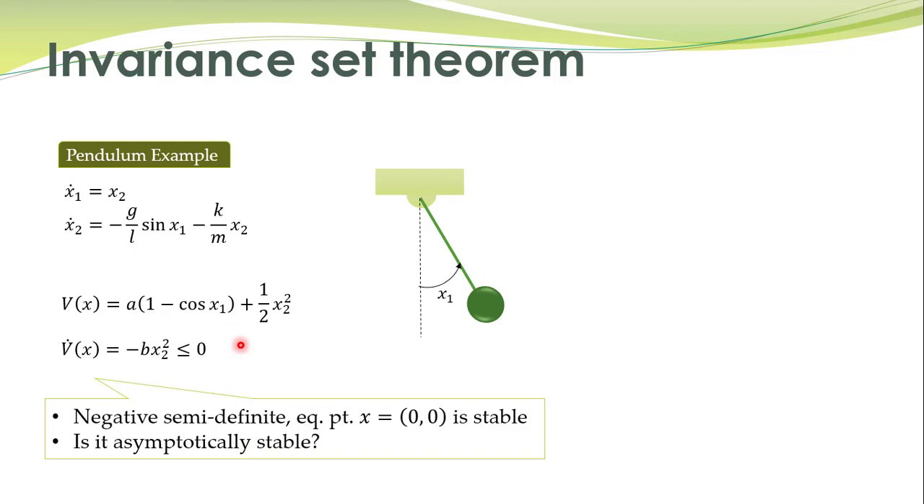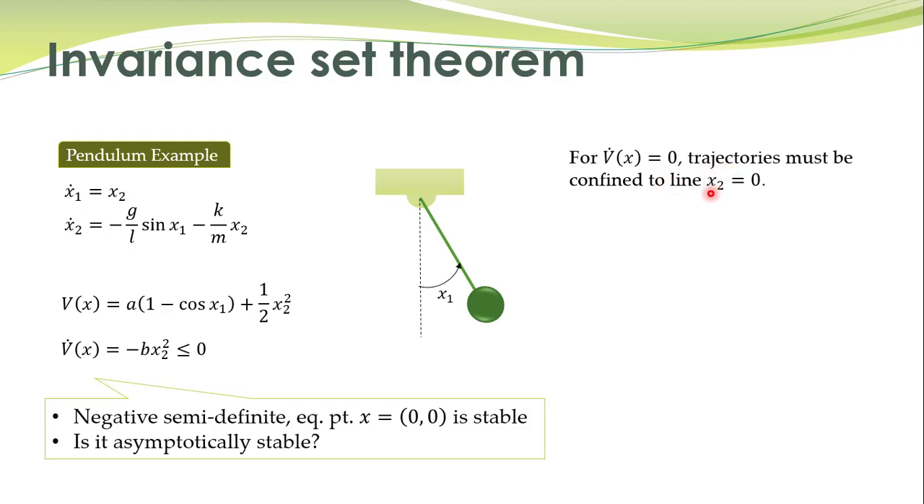However, we have some intuitive knowledge about this process as well. We know that V dot will be equal to 0 only when x2 is equal to 0. x1 can be anything, but x2 has to be 0 for V dot to be equal to 0. If x2 is not equal to 0, then it will be strictly negative. So when V dot is equal to 0, trajectories must be confined to this line.